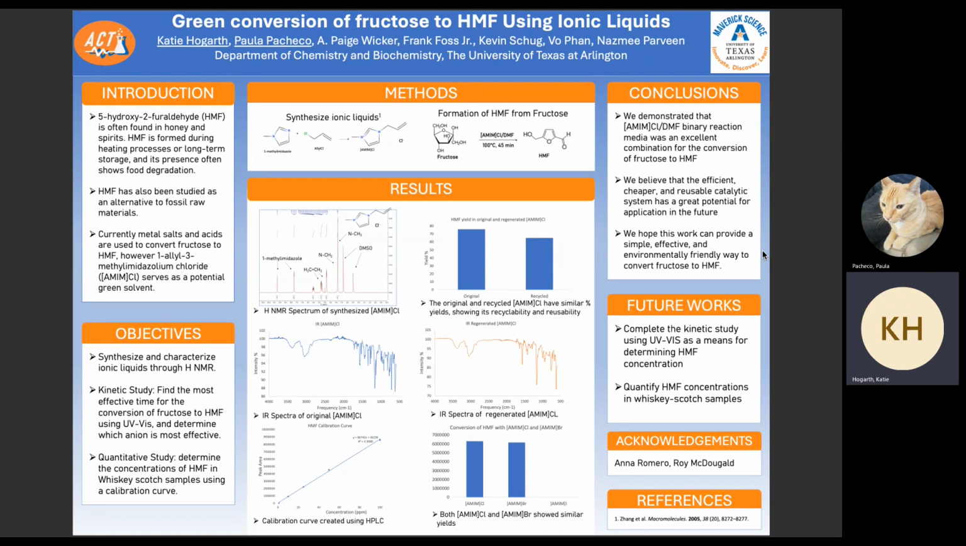And our project is on the green conversion of fructose to HMF using ionic liquids. So 5-hydroxymethylfurfural, or HMF, is often found in honey and spirits. It's formed during heating processes or long-term storage and often shows food degradation. HMF has also been studied as an alternative to fossil raw materials. And currently, metal salts and acids are used to convert fructose to HMF.